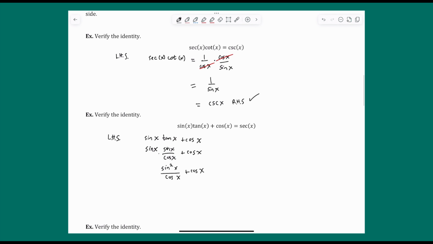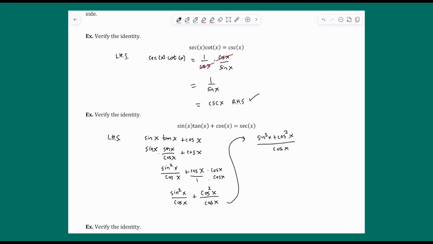We could think of cosine of x as cosine of x over 1, and then multiply top and bottom by cosine of x so that we can find a common denominator, which gives us sine squared of x over cosine of x plus cosine squared of x over cosine of x. Then we have the same denominator, so we can combine the numerators: sine squared of x plus cosine squared of x, all over cosine of x.